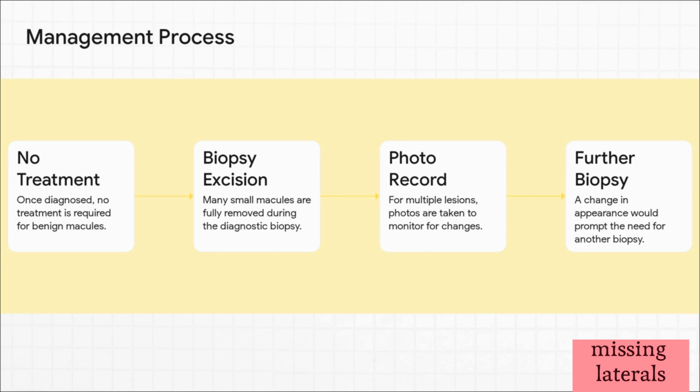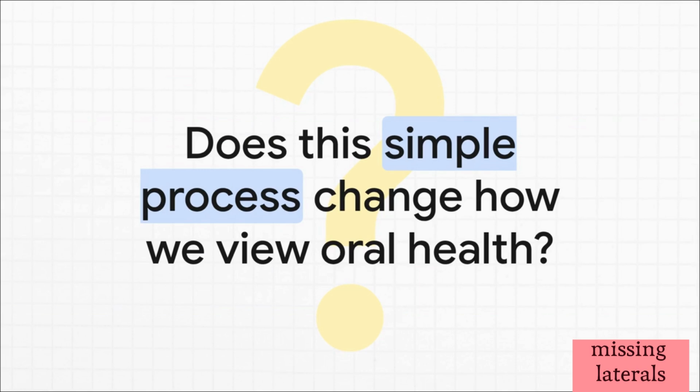Now, if someone has multiple spots, just keeping a photographic record is a great way to monitor for any changes over time. And of course, if a spot does change in appearance later on, then another biopsy will be recommended, just to be on the safe side. So there you have it, the complete picture on oral melanotic macules.